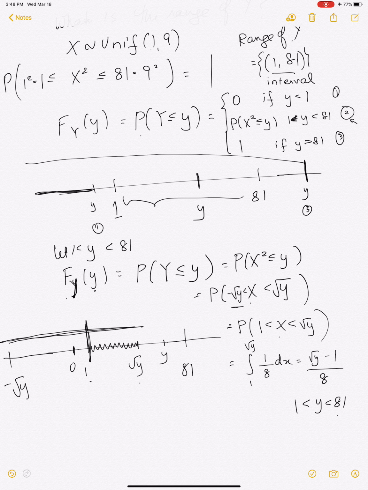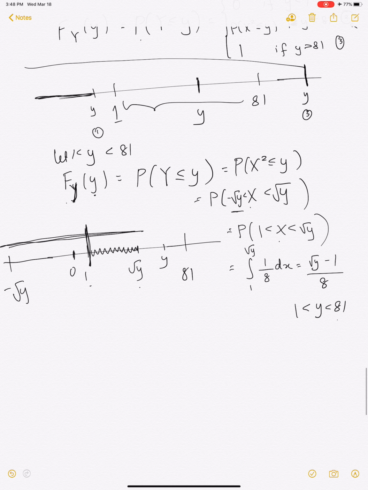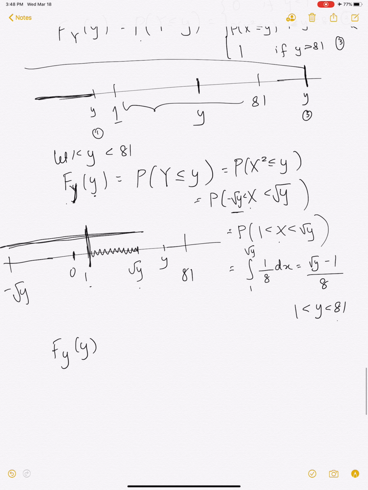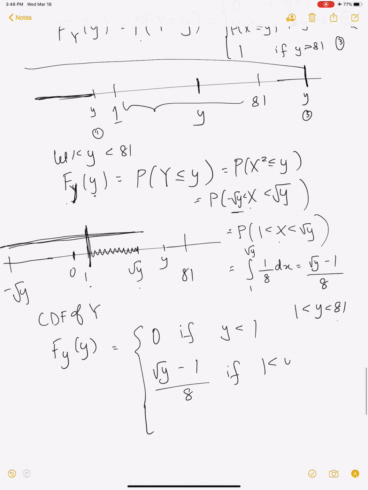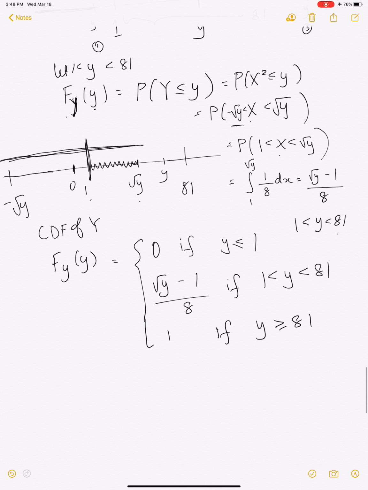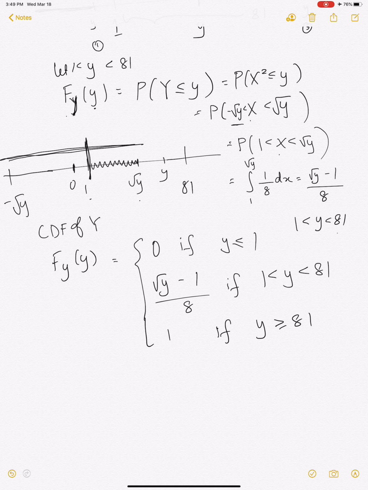Okay, so I'm just going to put it all together and write it down. So F sub Y of y, that's the CDF of the random variable Y, is equal to 0 if y is less than 1; (square root y minus 1) over 8 if y is between 1 and 81; and it is 1 if y is bigger than or equal to 81. Okay, so that's the CDF of Y.